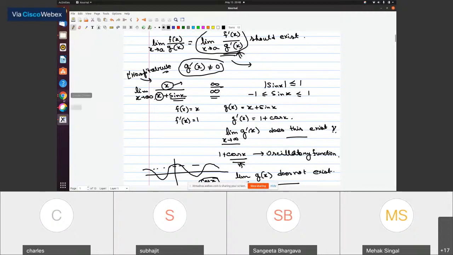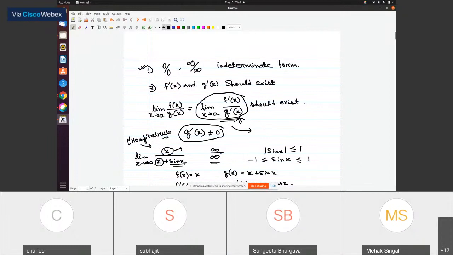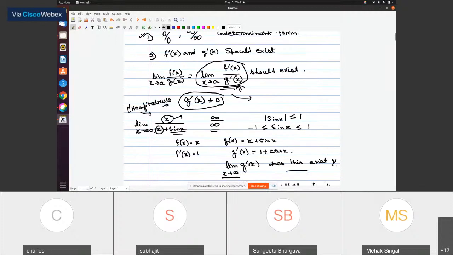Okay, so the question was whether you can apply L'Hopital's rule or not, right? Yes, sir. So when can you apply L'Hopital's rule? There are two conditions. First, it has to be an indeterminate form, and this limit should exist. This limit of f dash x by g dash x also should exist. This is the second condition.